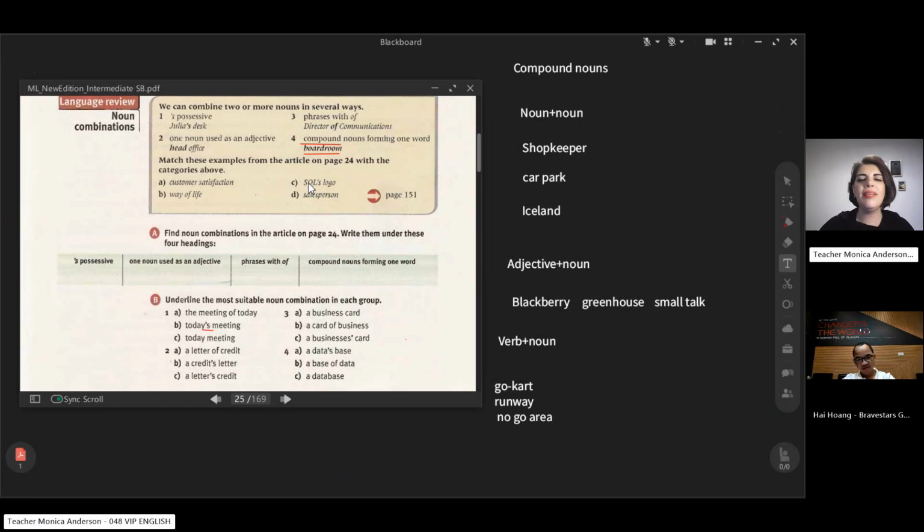And just let me say something about the verb plus noun. Can you guess?